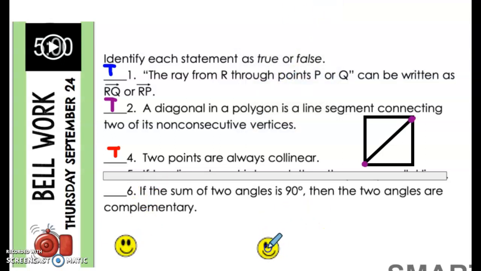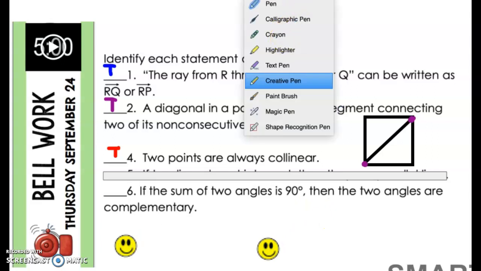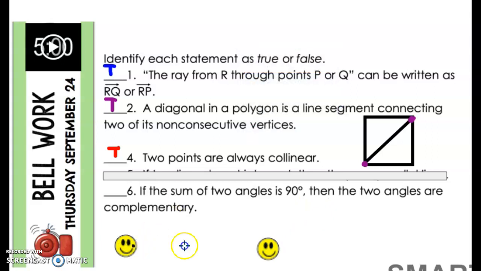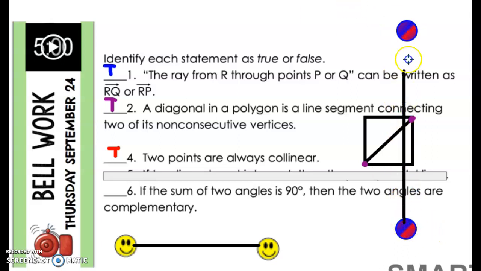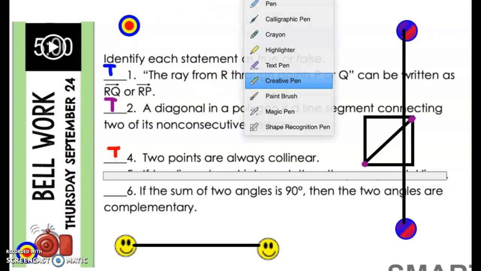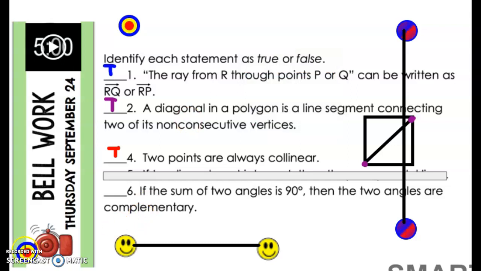So if I have one point here and one point here, those two points are going to be collinear because I can make a line that connects them. If I have a point here and a point down here, those are also collinear because I can make a line that goes through both of those points. We'll do one more example. If I have one point over here and one way down here, those two points are going to be collinear because I can always make a line that goes through both of them. So any two points are always going to be collinear because you can make a line that connects them.